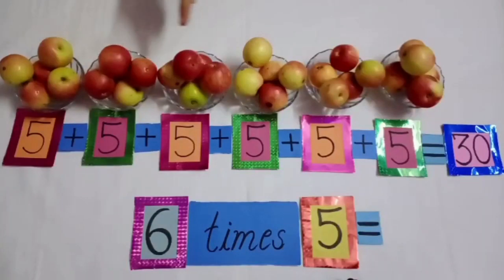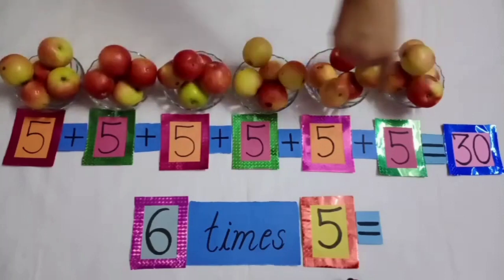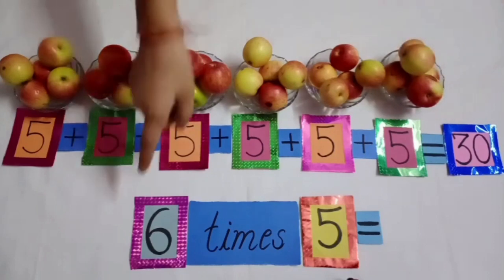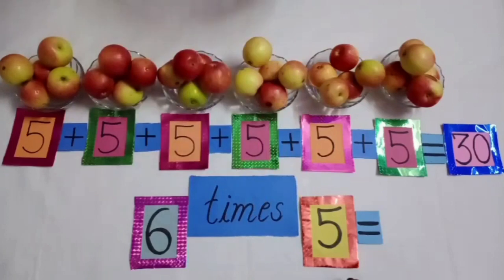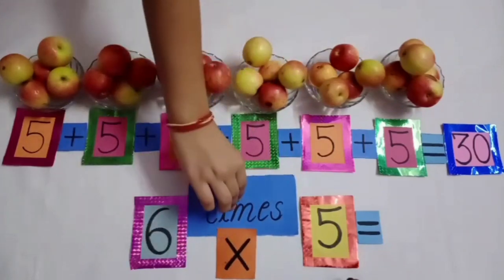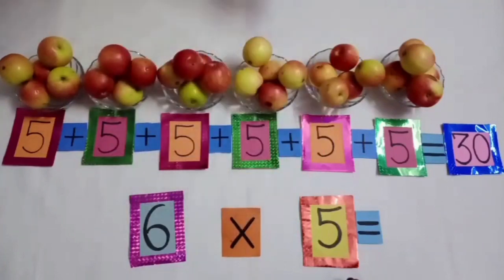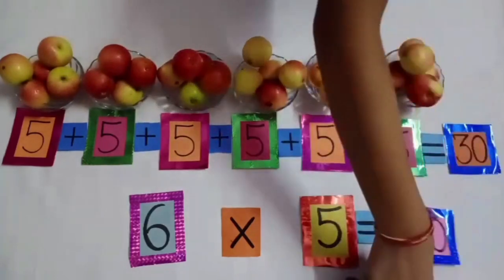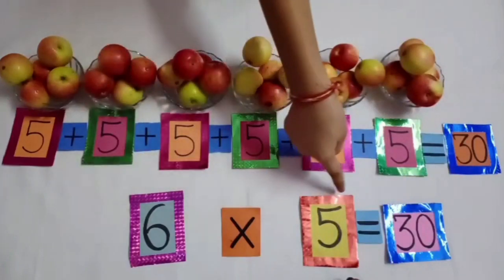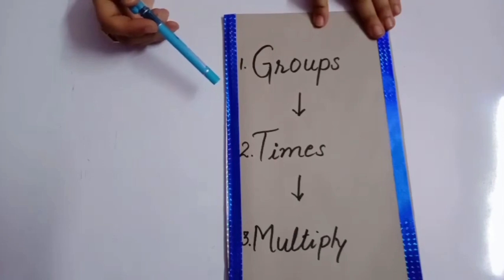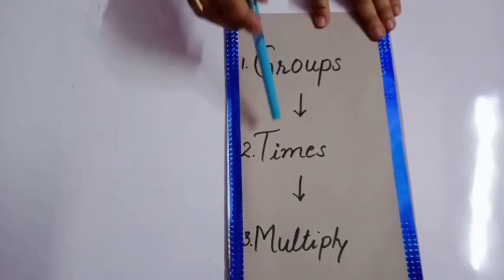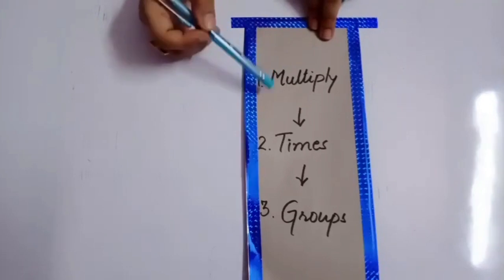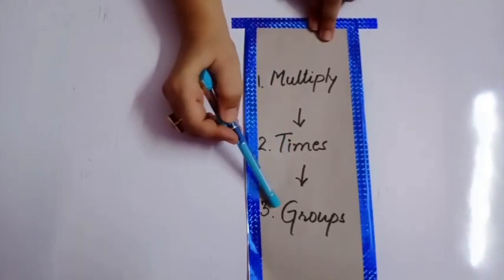Dear students, to count all the apples, we added 5, 6 times and then we got 30. So see here, 6 times 5 means 6 multiplied by 5. Here we can use the sign of multiplication in place of times. And so we can say 6 multiplied by 5 will be equal to 30. 6 into 5 is equal to 30. Dear students, we have learned how to make groups and then change it into times and then into multiply. Now we will learn how to change multiply into times and then into groups.